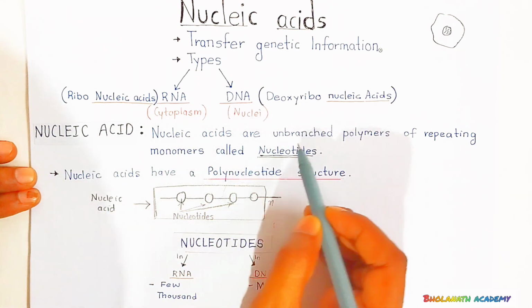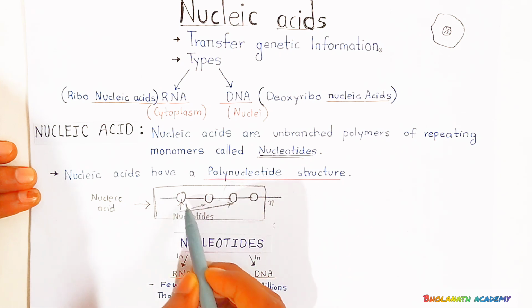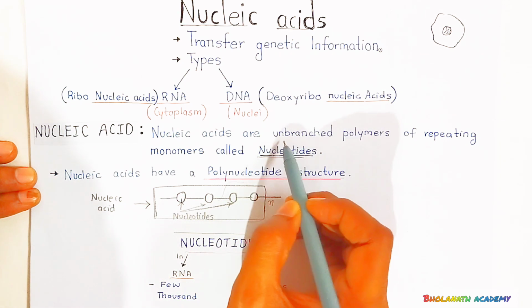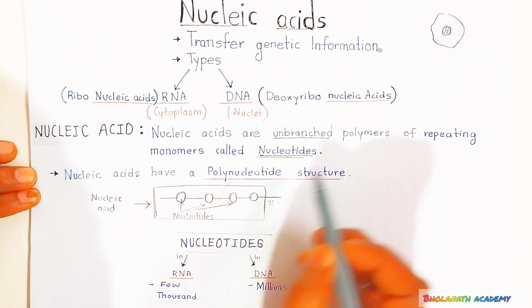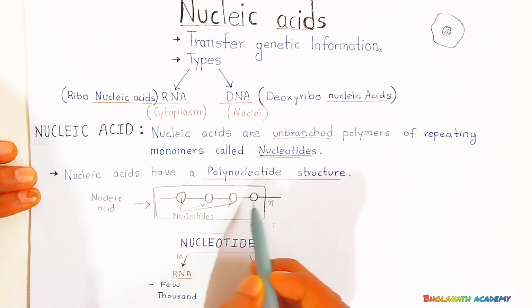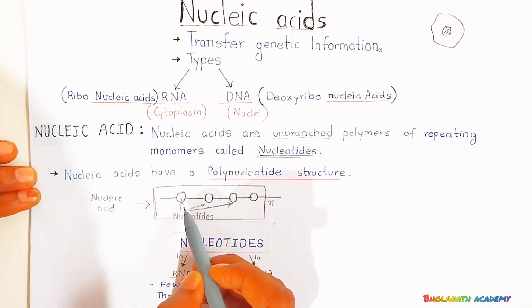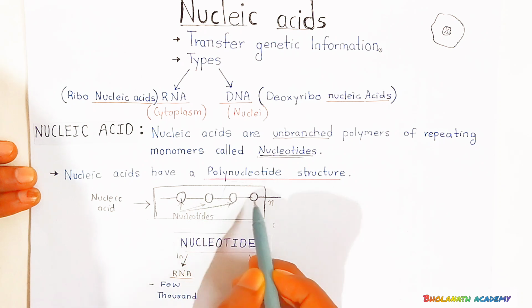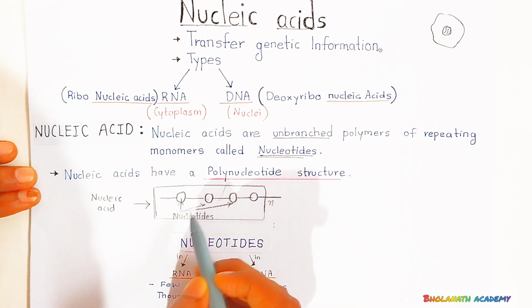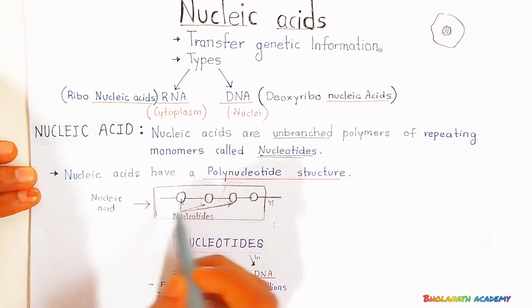Nucleic acids are unbranched polymer. Suppose this is the polymer students, so the nucleotides are like this, there is no branching. That is why we call it unbranched polymer. Here the nucleotide acts as a monomer. These monomers combine and form a polymer. So nucleic acids are unbranched polymer of repeating nucleotide, repeating one after another, that is n in number. That is, n number of nucleotides will form the polynucleotide chain that is called nucleic acid.